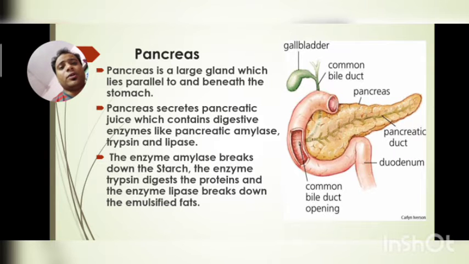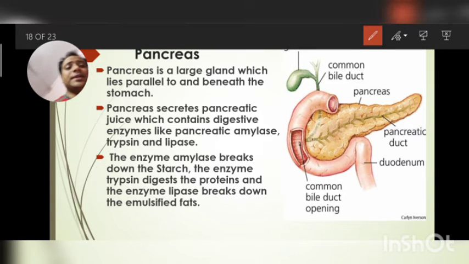Why do we call it an endocrine gland? Because it secretes hormones: insulin and glucagon. And why is it called exocrine? Because it secretes enzymes, and those enzymes are used in the digestion process. Which enzymes? It secretes three enzymes: pancreatic amylase, trypsin, and lipase.